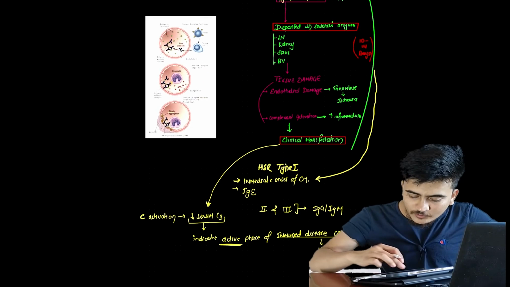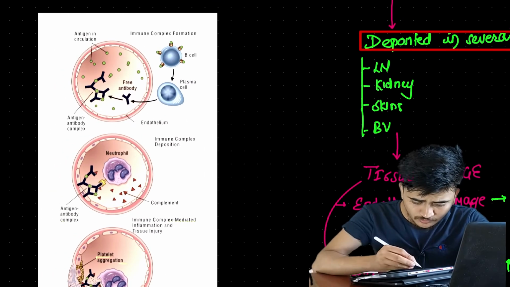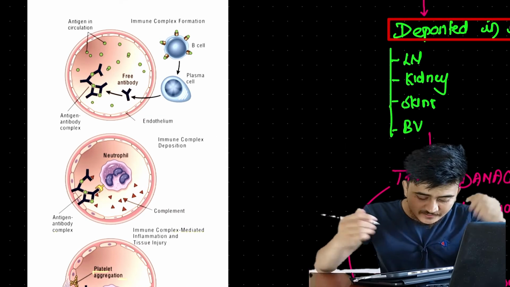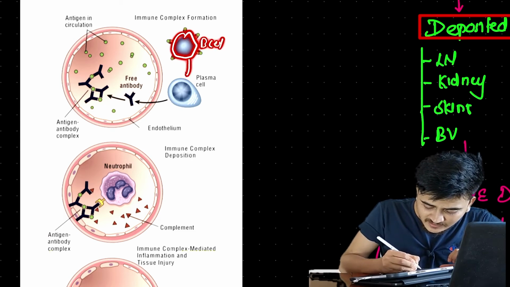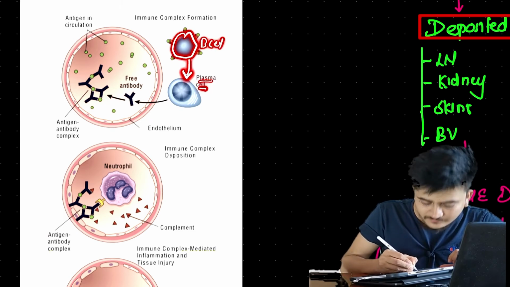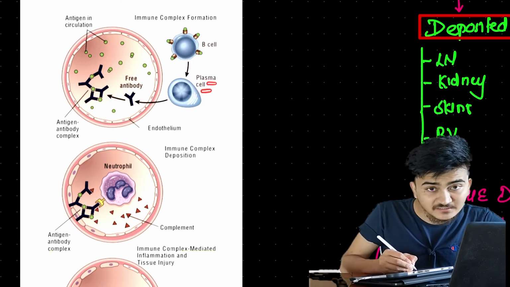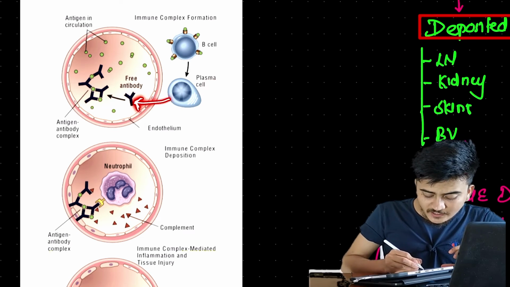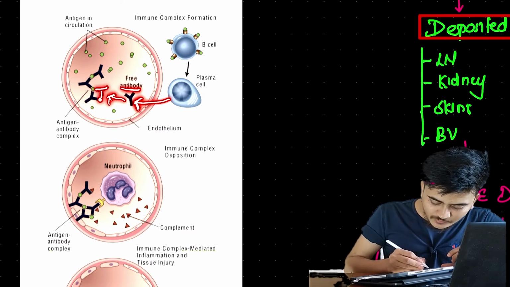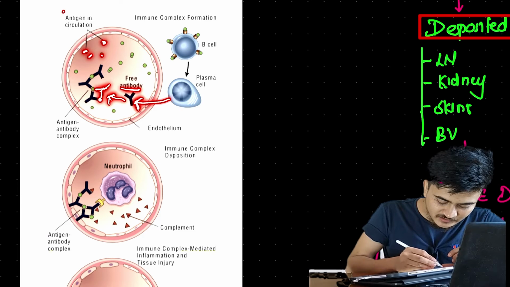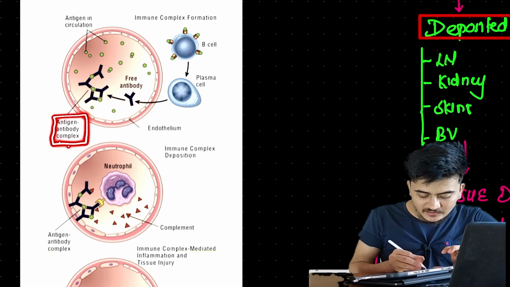Now as we have learned a bit about these things, let us look at the diagram that we need to know. Here initially we can see this is the B cell. This B cell is converted into plasma cells, the active form. These plasma cells will produce antibodies, and these antibodies will form complexes with antigen. You can see here antigen in circulation. Here there is phase 1, antigen antibody complex formation.